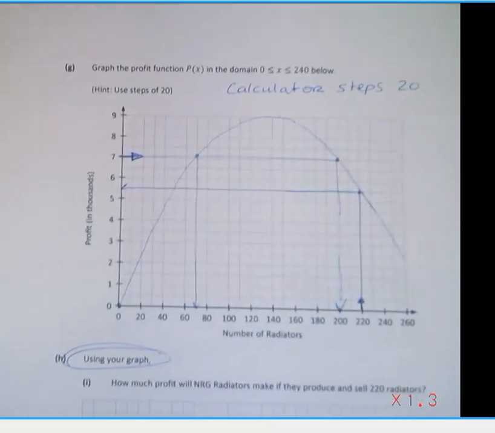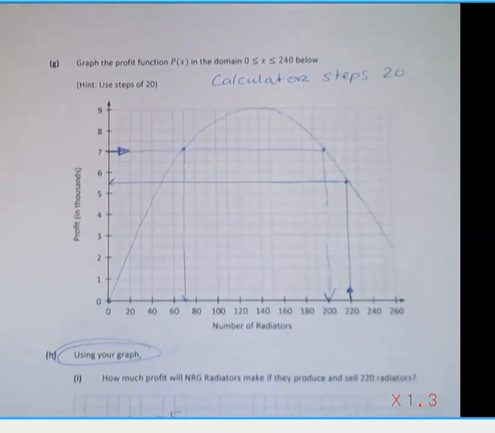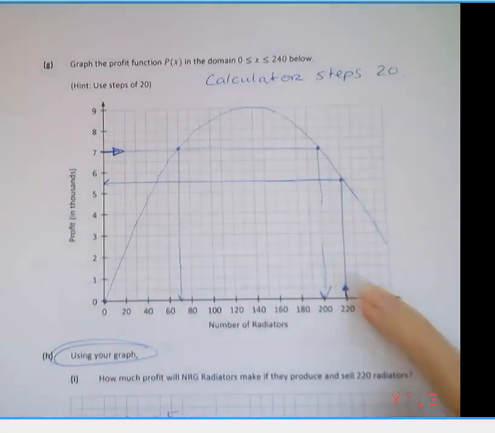Alright. Part G says graph the function in the domain 0 to 240. So you use your calculator, go into your function settings, table settings, type in the function, go up in steps of 20 and plot your points. When you plot your points, you should get this type of curve.